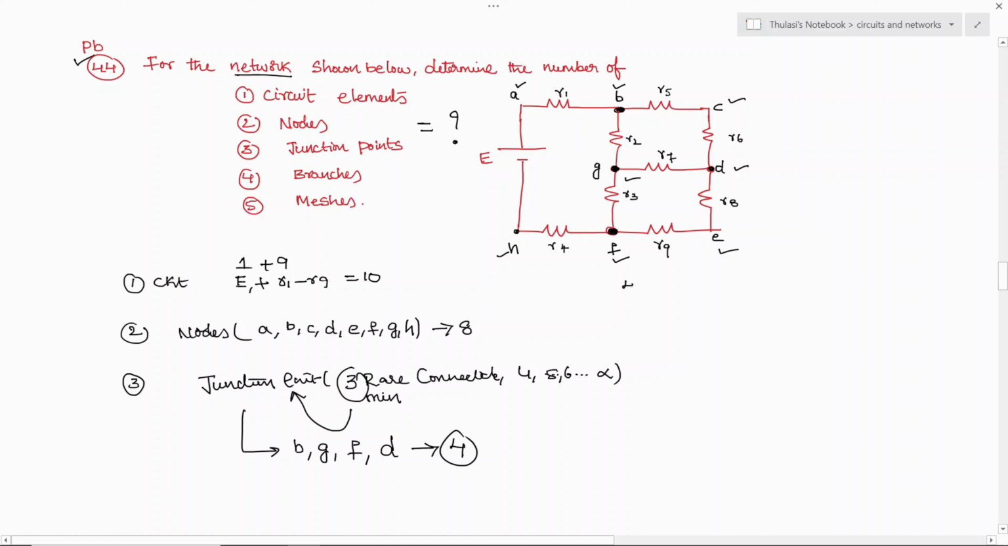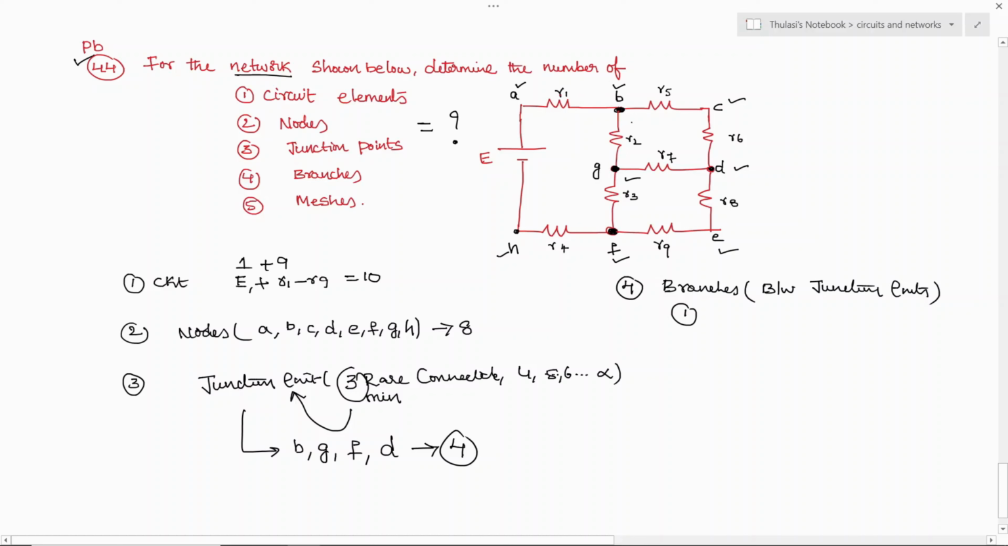Fourth, we need to identify the number of branches. Branches are nothing but the elements that lie between the junction points. So between the junction points, what elements are there? Those are called branches. Now let's try to write down the branches.